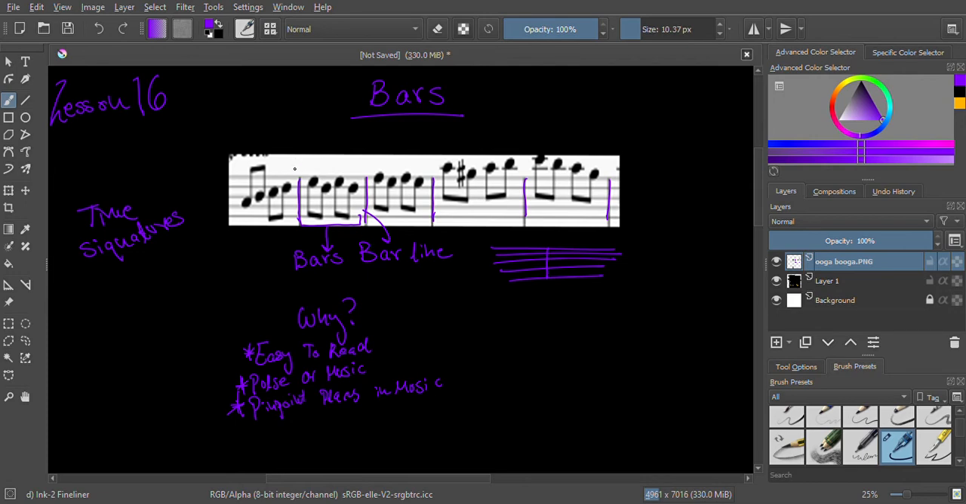I can say, oh, this is bar number 1, or this is bar number 2, 3, and so on and so forth. And that's another reason why we use bars, because it makes it a lot easier from that standpoint to pinpoint both points in music and periods of music. You can say from bar 1 to bar 3, or anything similar to that. So bars make it much easier to do that.